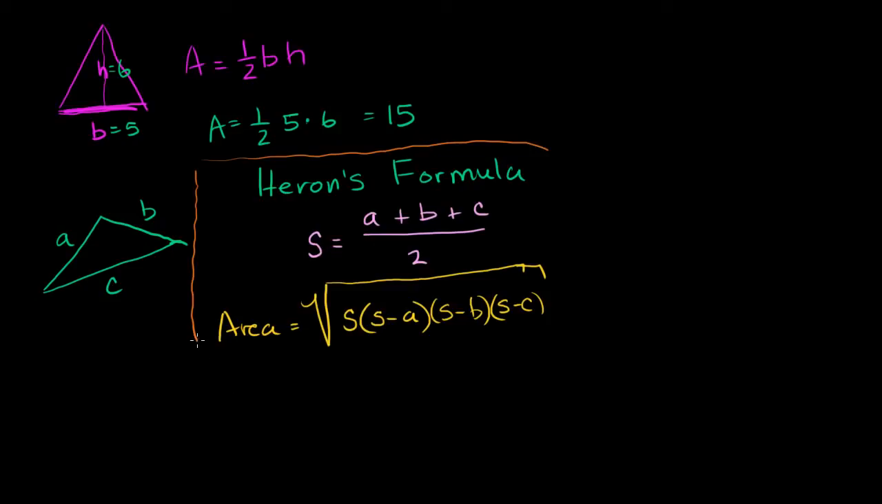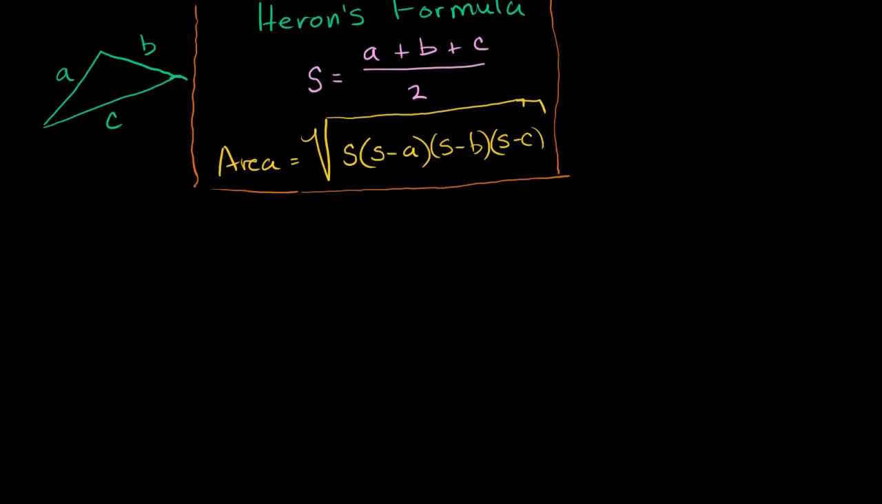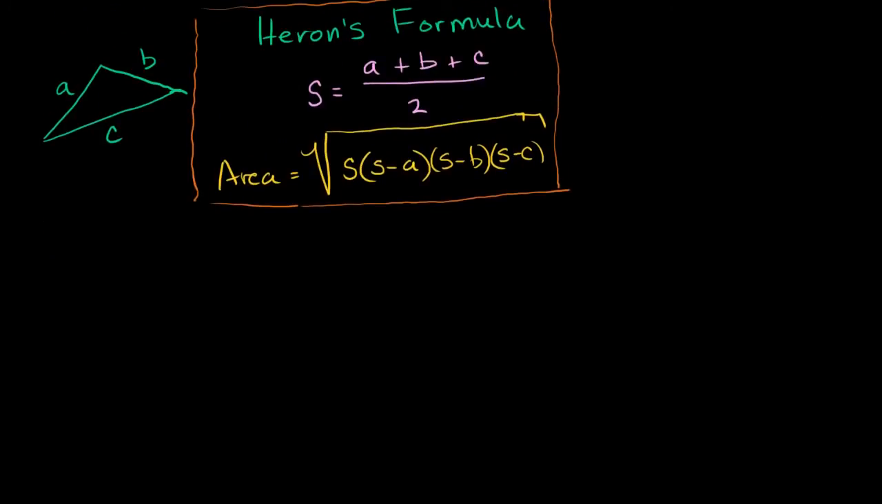And if that looks a little bit daunting, it is clearly a little bit more daunting than just 1/2 times base times height. Let's do it with an actual example or two and see that it's not so bad. So let's say I have a triangle. I'll leave the formula up there. So let's say I have a triangle that has sides of length 9, 11, and 16.